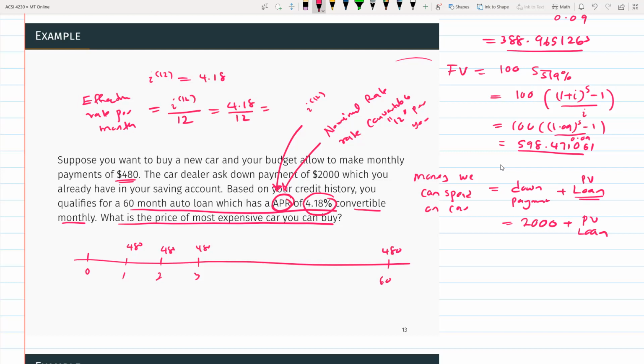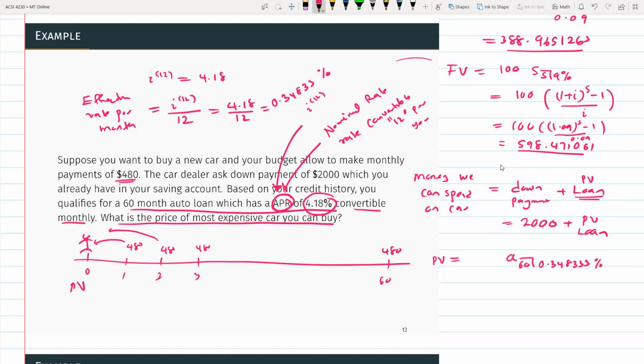Let me check the answer. So let's divide 4.18 by 12. I get 0.34833. This is a percentage. Okay. So now I need to find the present value under that rate. I'm standing here at time 0. So let's find the present value. If it is just 1 year, it's going to be a angle 60 at the rate 0.348333.